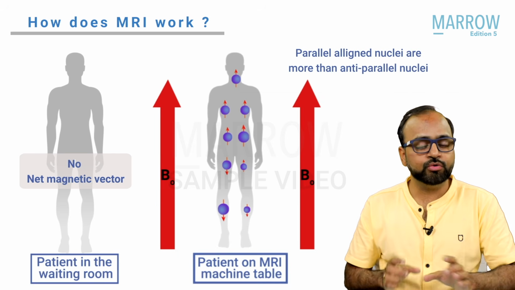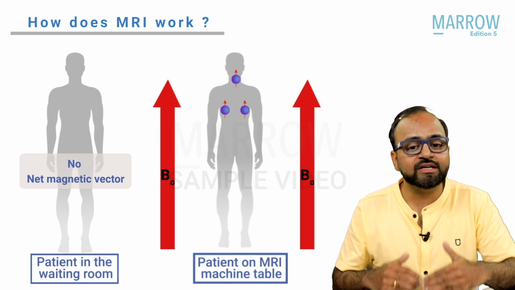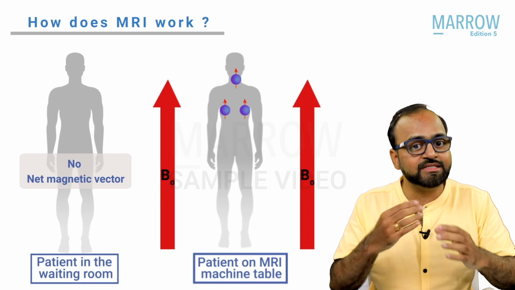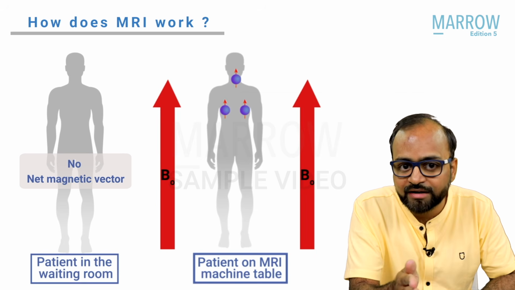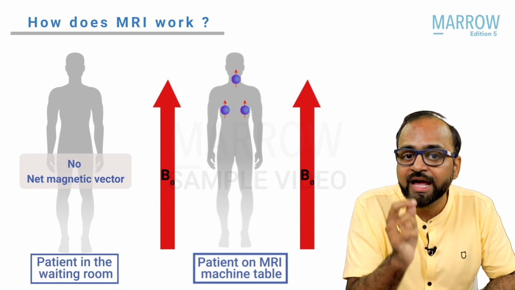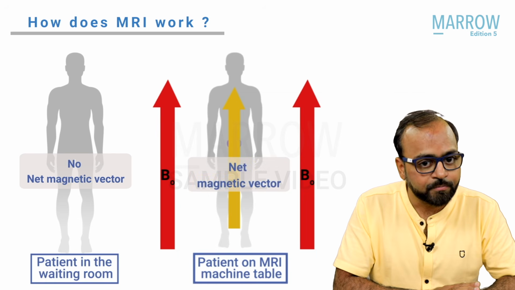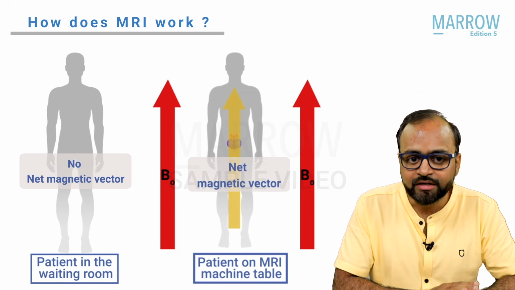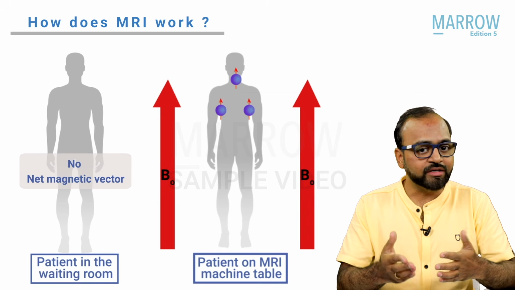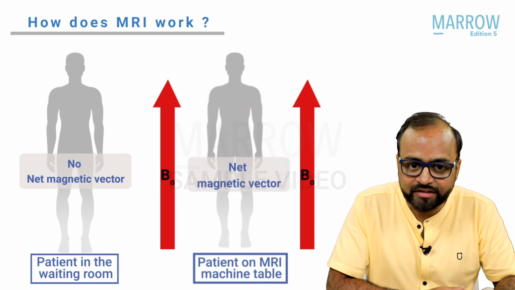Let us cancel off those in the opposite directions. If we cancel off those in the opposite directions, there are still certain excess nuclei which have aligned in the parallel direction. So what happens now? Now the patient's body has developed a net magnetic vector. Can you see this net magnetic vector? Now when the machine starts working, the machine will literally play with this particular net magnetic vector.